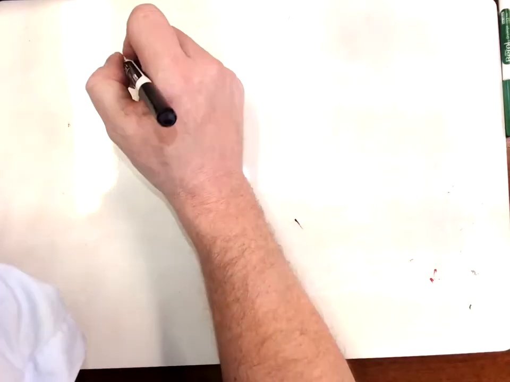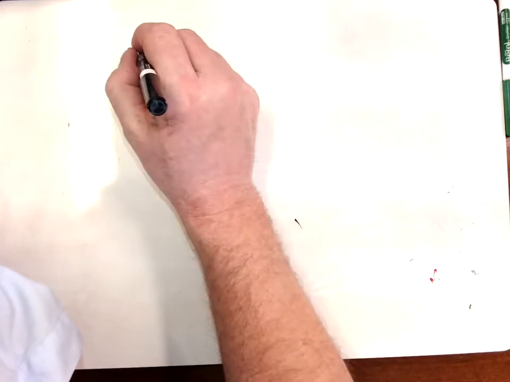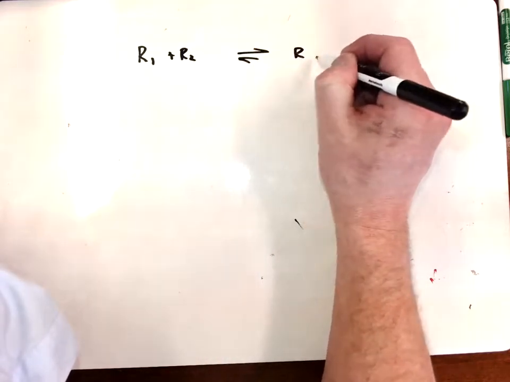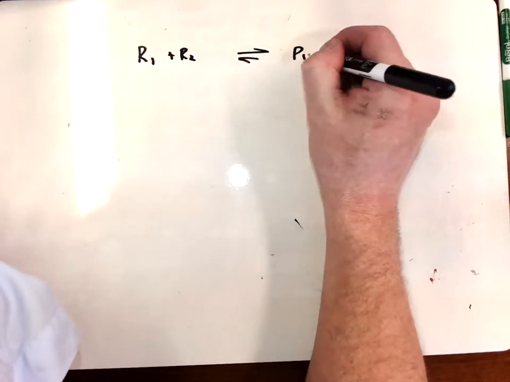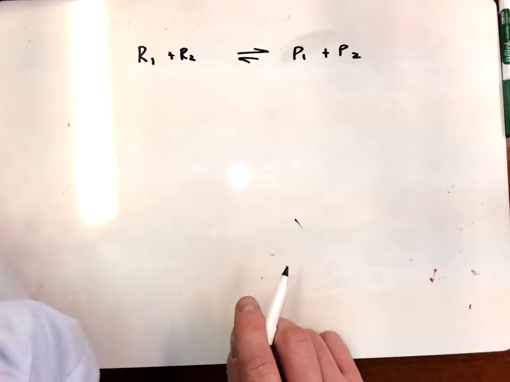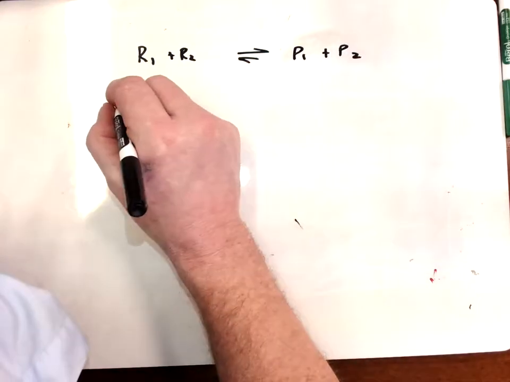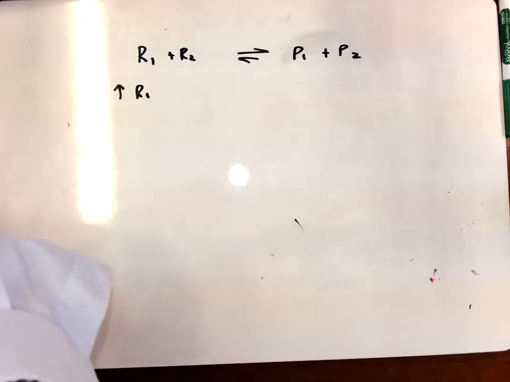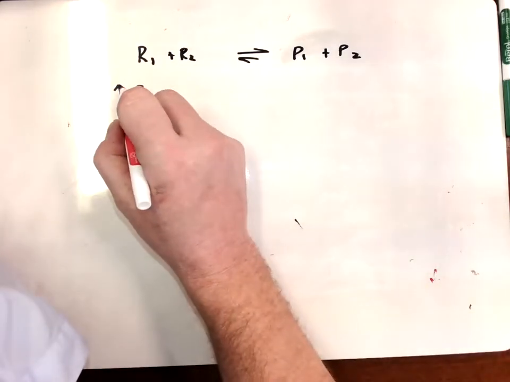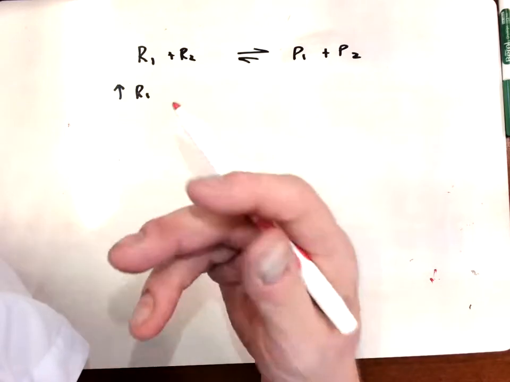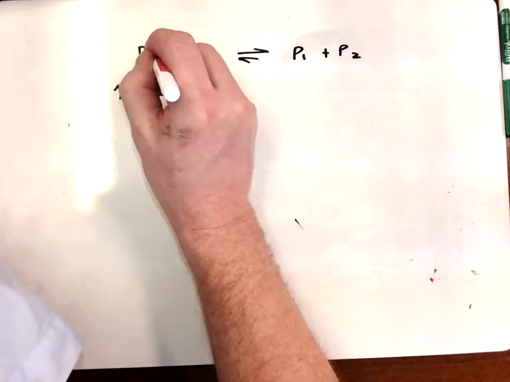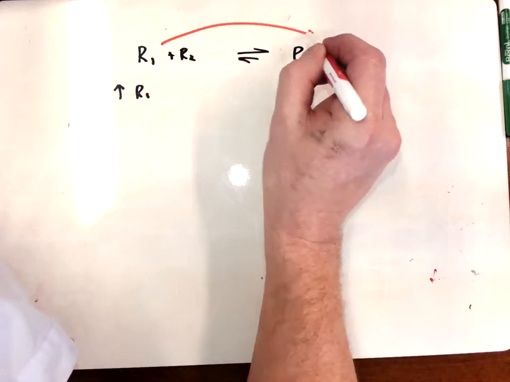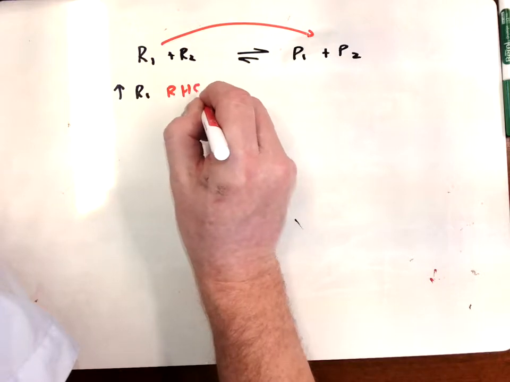So we'll take the one that we had, reactant 1 plus reactant 2 goes to product 1 plus product 2. Let's say the examiner said you're going to add some reactant 1 to it. How does the equilibrium shift to oppose that change? If you add R1, the equilibrium will want to remove it. The only way it can remove R1 is by combining it with R2 and turning it into product. So that would move your equilibrium from the left to the right.